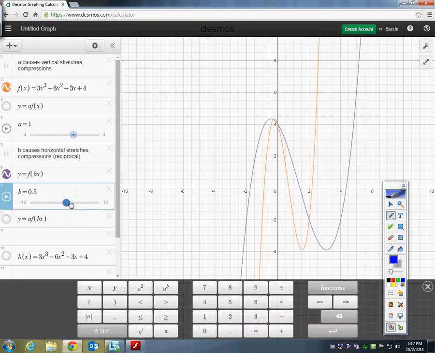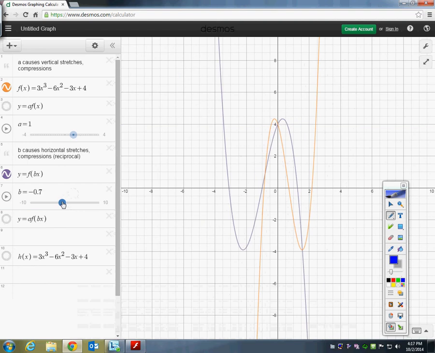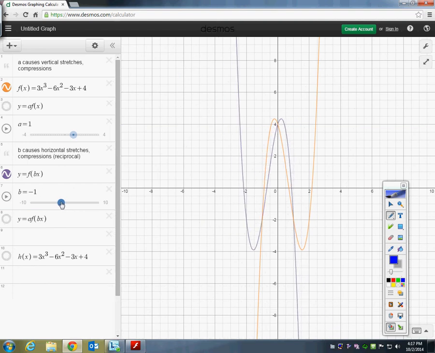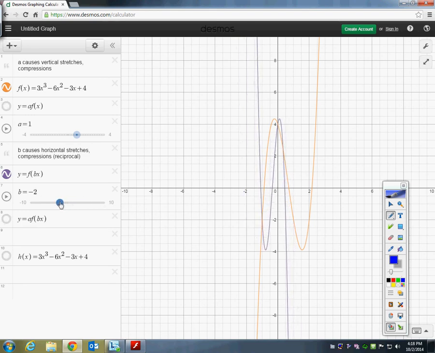Okay, so what happens when I go negative? So I'll go negative, say -1 first of all. Okay, so it's not too surprising. It's just like we learned before. If we put a negative sign inside of here, you're multiplying all your x values by -1, so it reflects across the y-axis. So here is the y-axis. If I continue to go and I make b larger than -1, I have two things happening. I've got the reflection happening, plus I've got a horizontal compression.